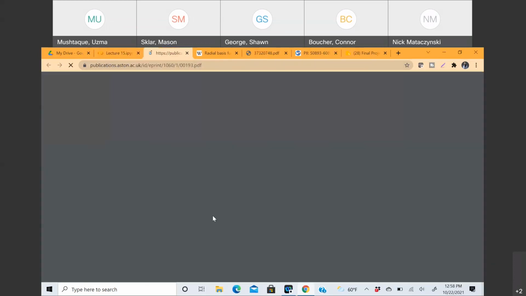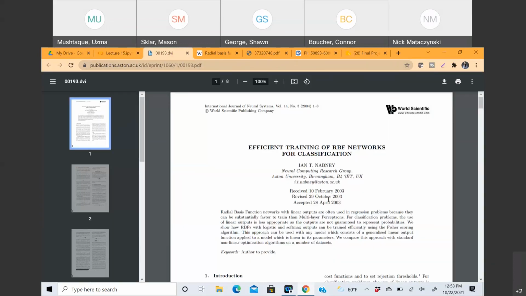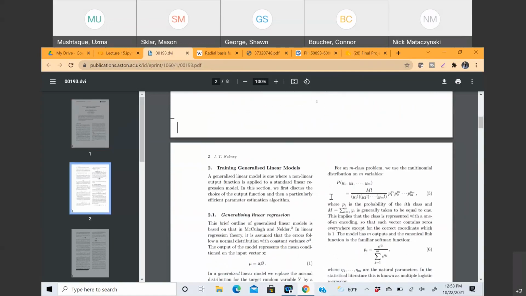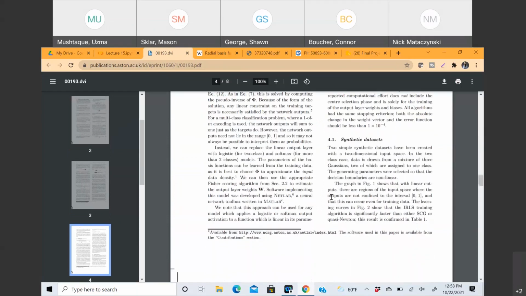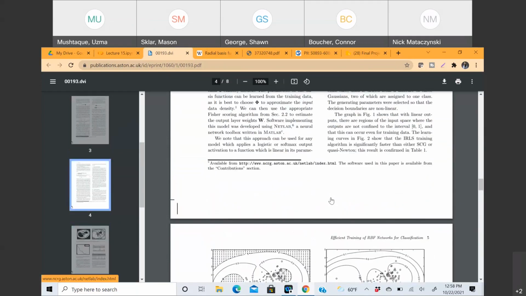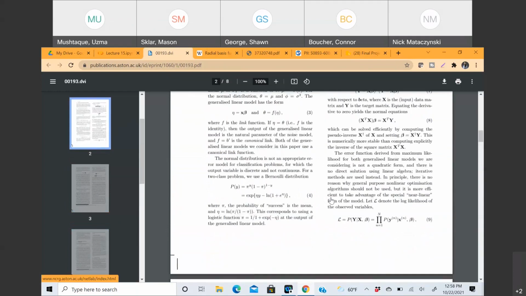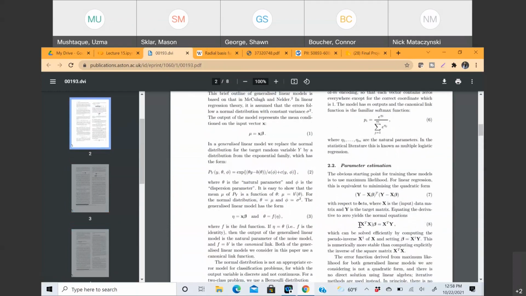And then finally, this paper. This one just talks about how we can train an RBF and how we can estimate. So this is mostly what we already discussed, except that they go into the details of how to solve for this. That's why I have that paper there.